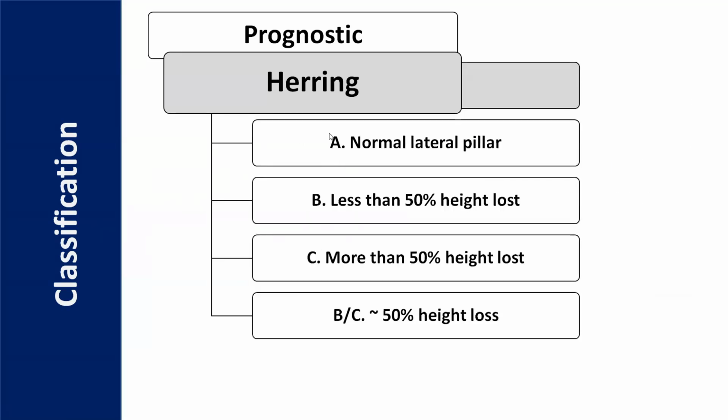So he put four stages or 4 grades. Herring A was a normal lateral pillar. There was no loss of height, while Herring B was less than 50% loss in height, and Herring C was more than 50% loss in height. Later, another paper put a modification and added another stage that was BC. And this had an average of about 50% loss in height.